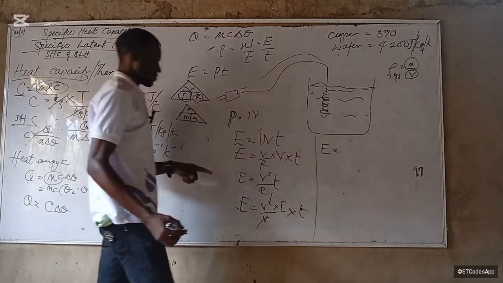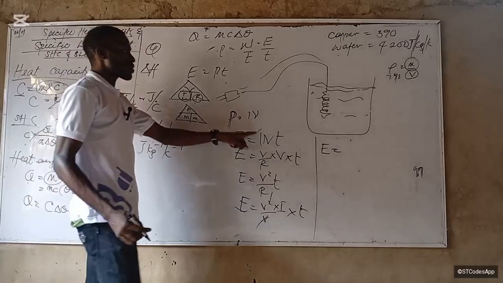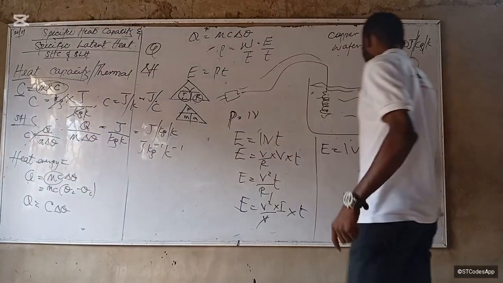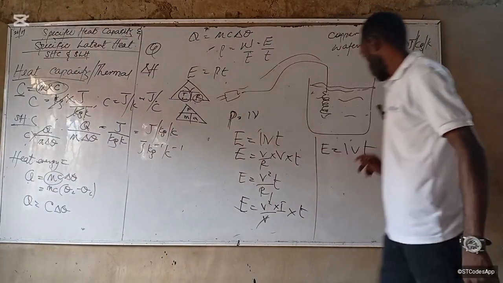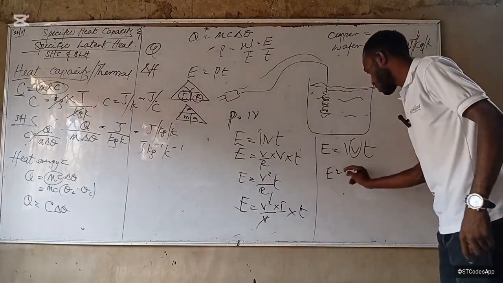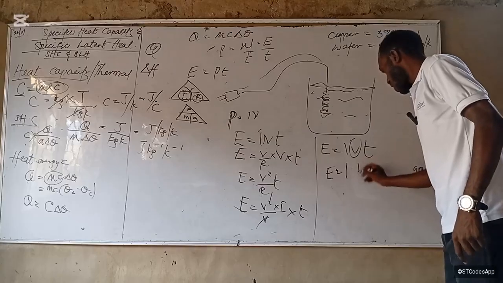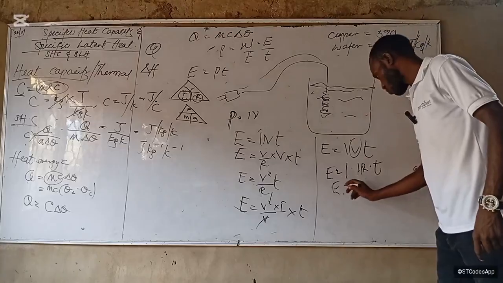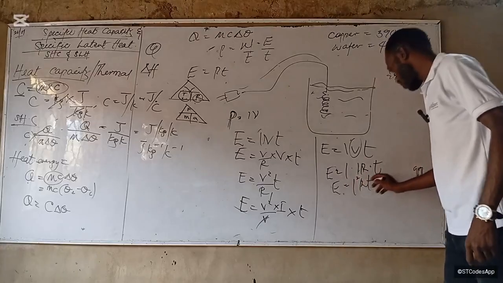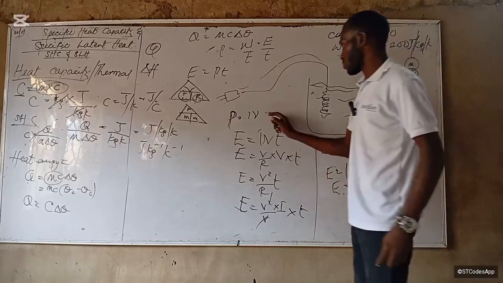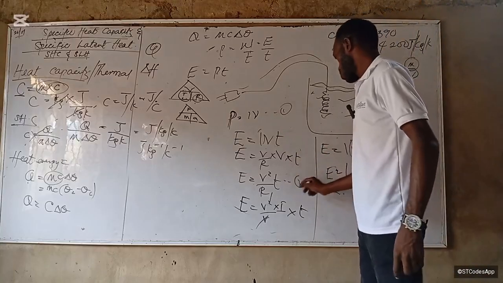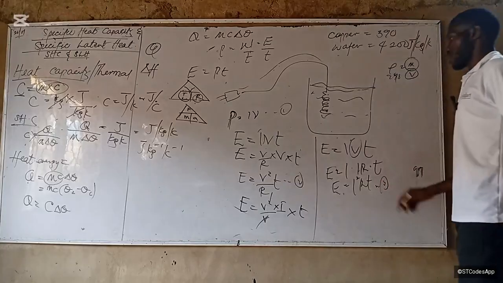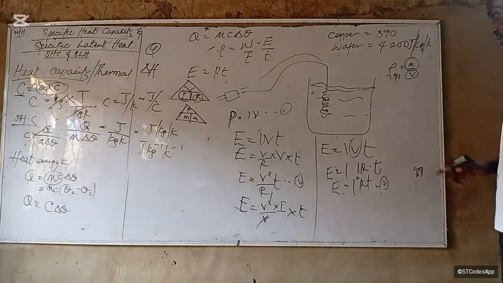Okay, IVT again. I wanted to make V. V is IR, so let's change this. So V will become what? I dot IR dot T. Does this make sense? So E is also equal to what? I squared RT. These are different forms of the formulas. We have equation 1, equation 2, equation 3. Is that okay? All right.